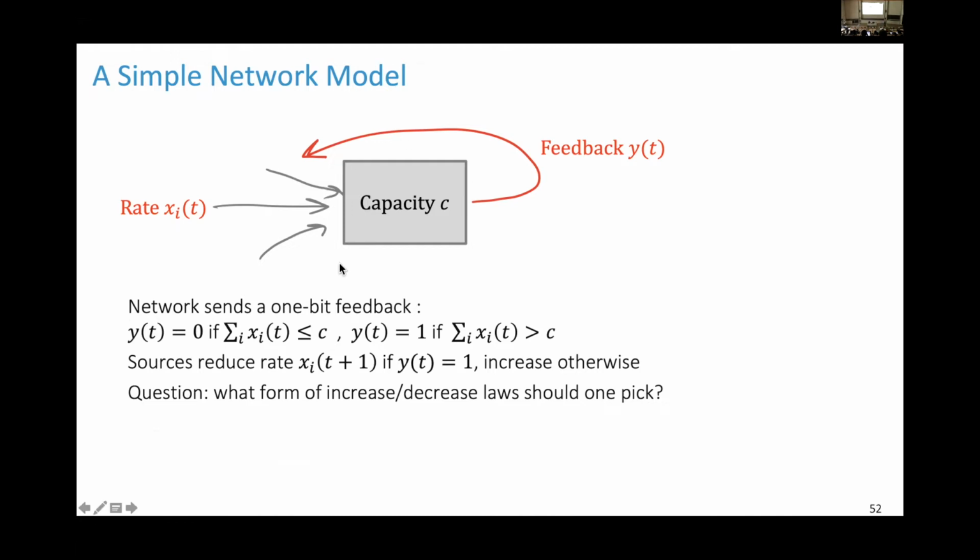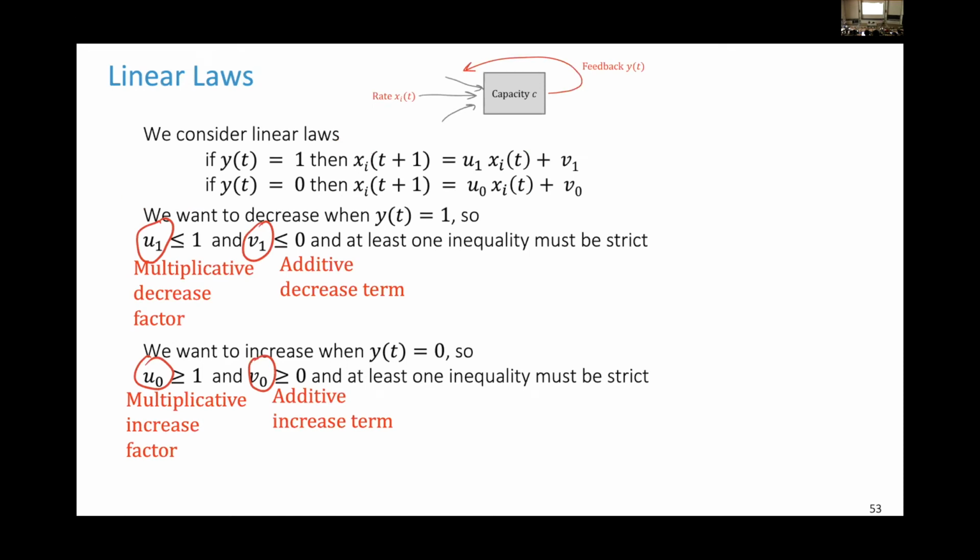Here in this very simplified example, we assume that our network is basically 1 link. So we can imagine it as 1 bottleneck link with capacity C. Whenever we are below the capacity, the network provides a positive feedback that is 0, meaning that hosts could increase their rate. And whenever we go beyond the capacity, we receive a negative feedback, a feedback that is 1, meaning that we should decrease our rate. Now the problem is what form of increase and decrease law we should take. Let's take the easiest one, which is linear loss.